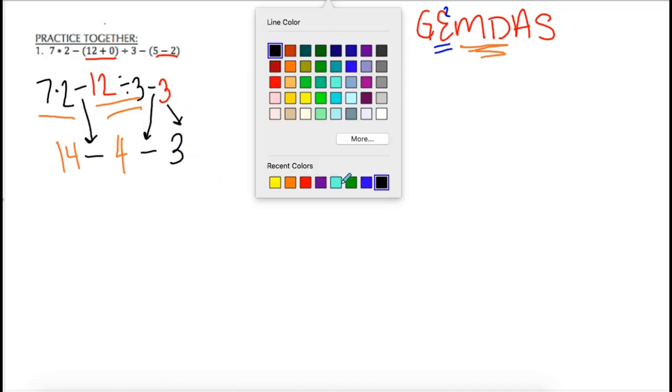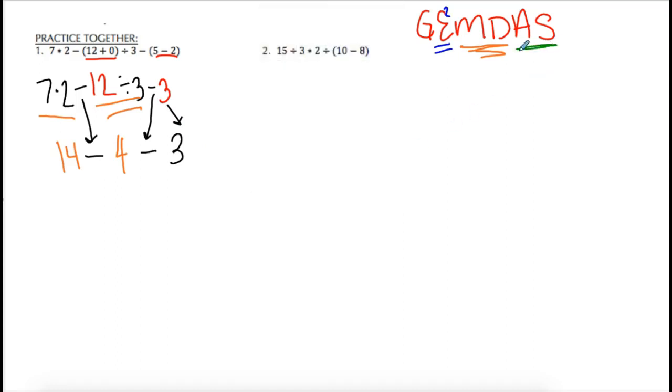My last step of GEMDAS, I'm going to go ahead and work on my addition and subtraction. 14 minus 4 is 10, minus 3 is 7. Okay, let's try the next one.